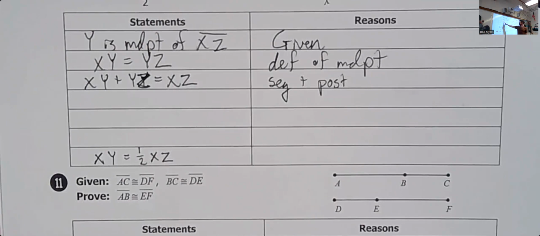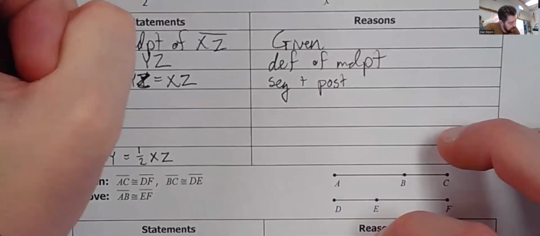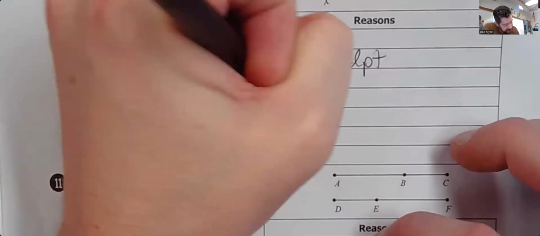So yz is the same as xy, right? Because of that, we could replace yz with another xy, yeah? Well, what step would that be? But like, what are we doing here? Substitution. There you go. So let's do a substitution step, moving our way down here. And that'll give us xy plus xy equals xz because of substitution.